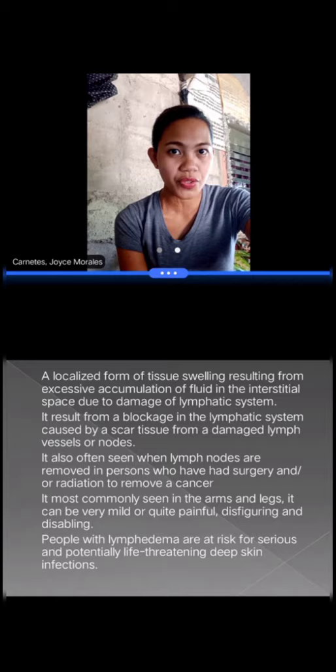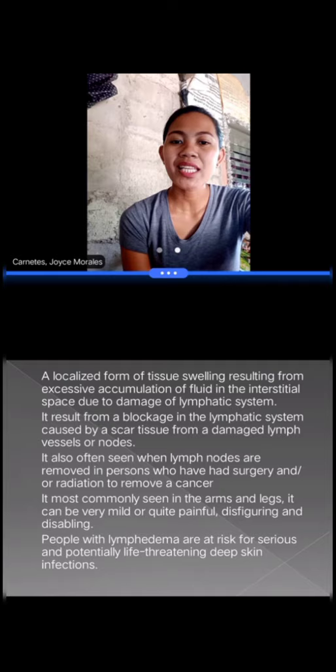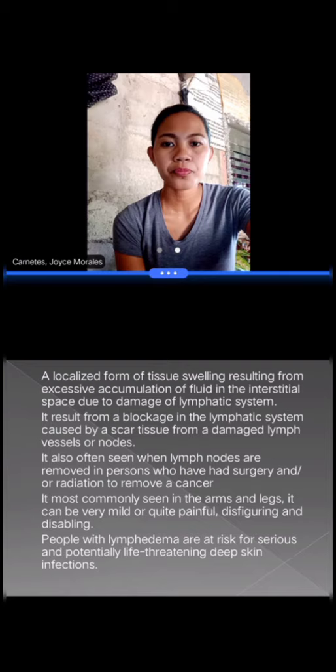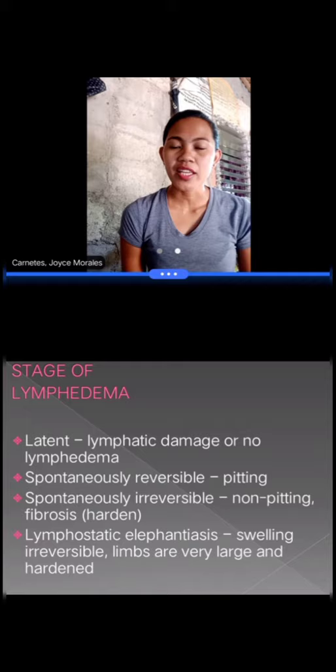It is most commonly seen in the arms and legs. It can be very mild or quite painful, disfiguring and disabling. People with lymphedema are at risk for serious and potentially life-threatening deep skin infection. There are stages of lymphedema. Stage 1 is the latent. You will observe lymphatic damage but no lymphedema.